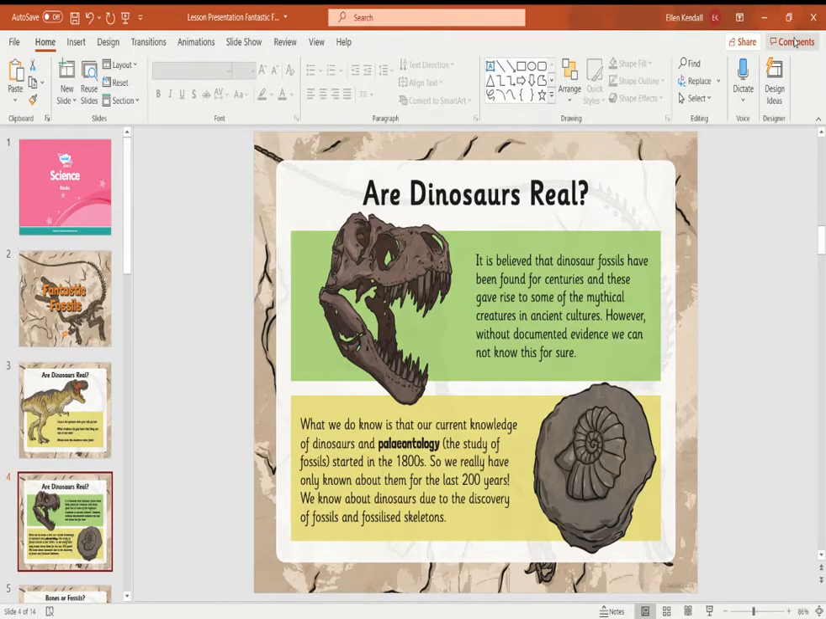Okay, so it's believed that dinosaur fossils have been found for centuries, and these gave rise to some of the mythical creatures in ancient cultures. However, without documented evidence, we don't know that this is true. We can't be sure. So what we do know is that our current knowledge of dinosaurs and paleontology, which means the study of fossils, started back in the 1800s. So we really have only known about them for the last 200 years. We know about dinosaurs due to the discovery of fossils and fossilized skeletons.